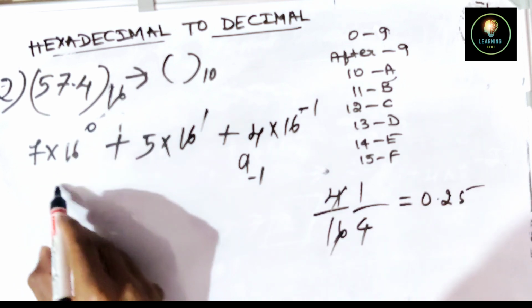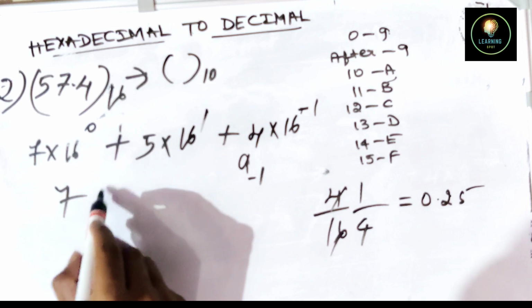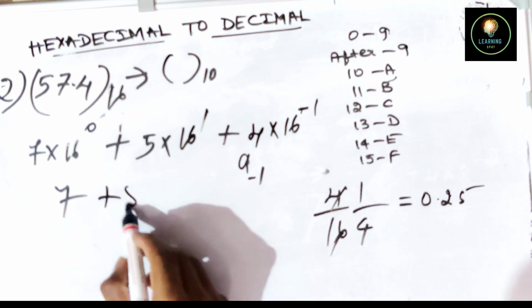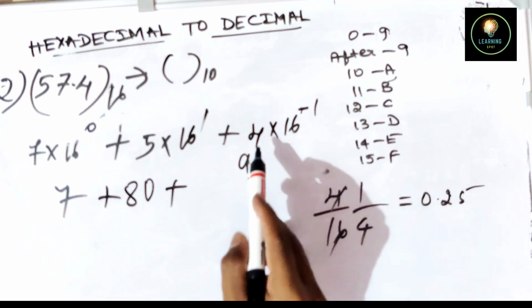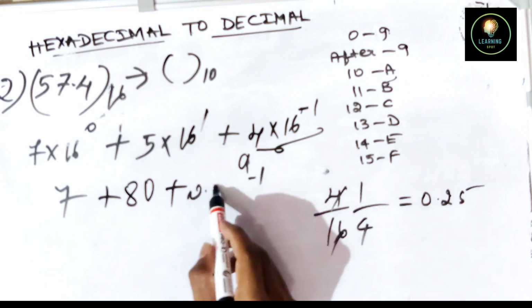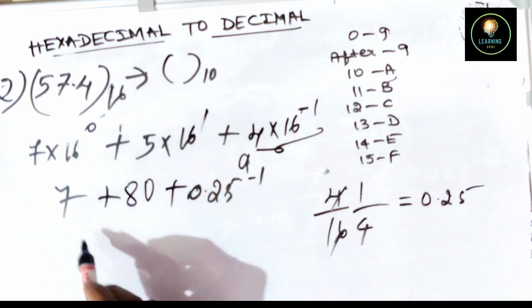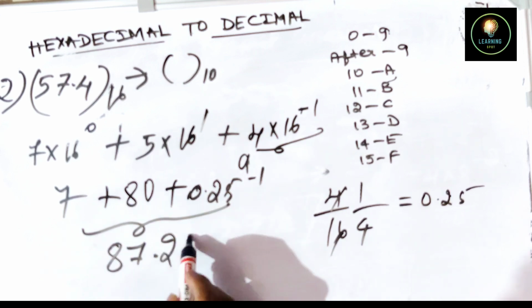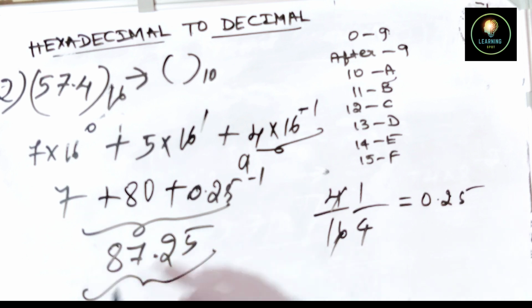So 7 into 16 to the power of 0 is 7, plus 5 into 16 to the power of 1 is 80, plus the value of this is 0.25. Finally, by adding these three, we get 87.25. This is the decimal value of the hexadecimal number 57.4.